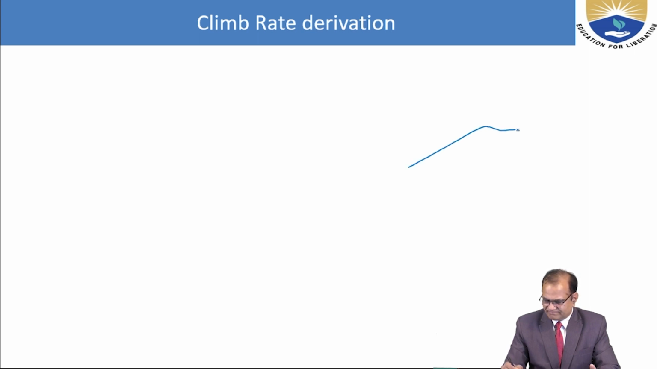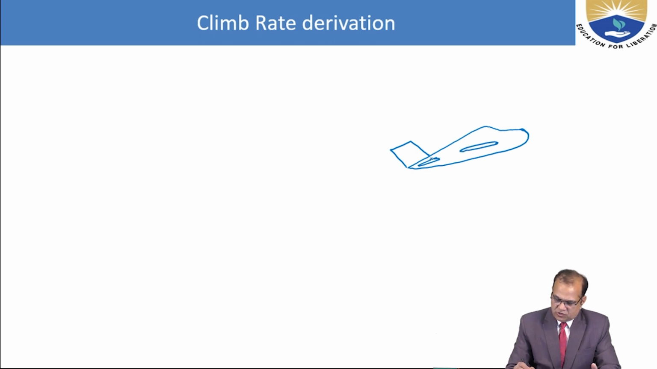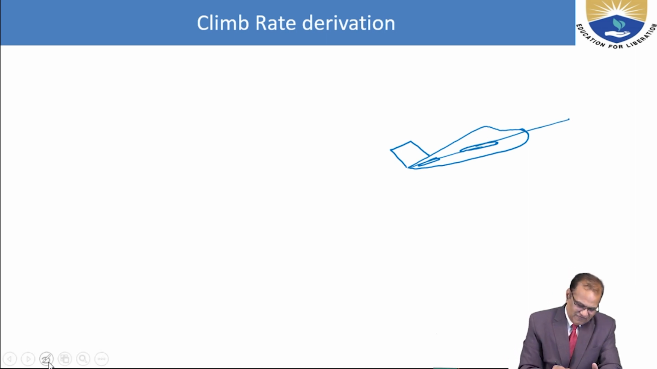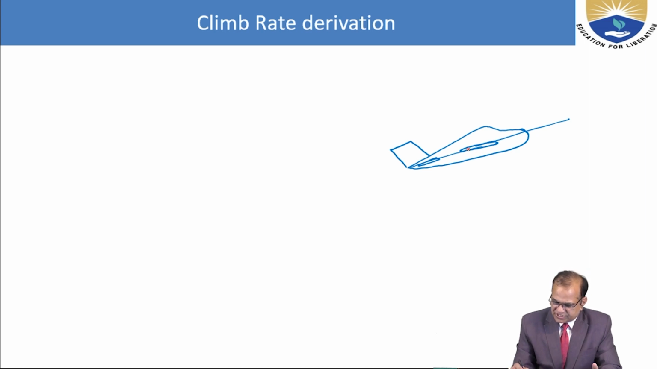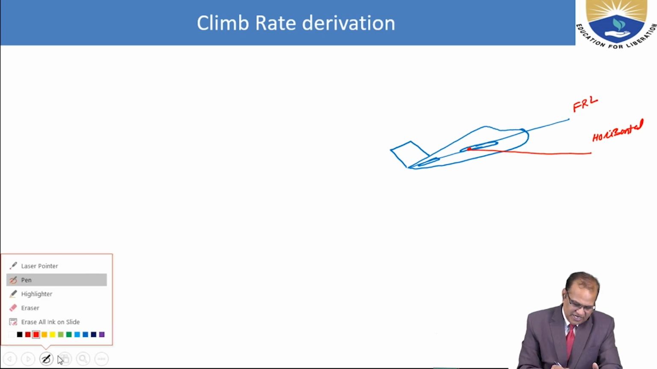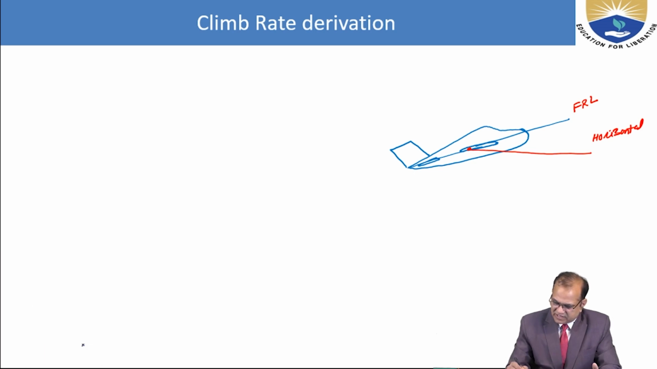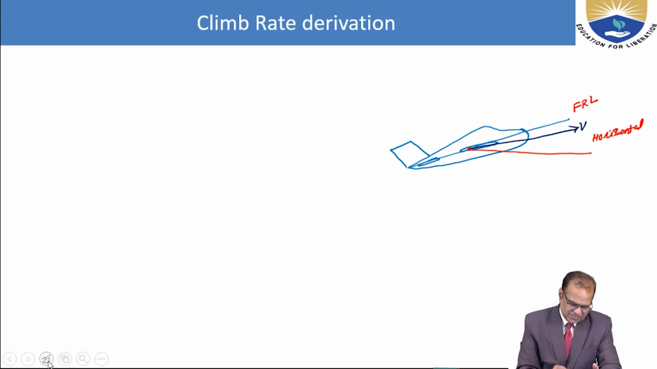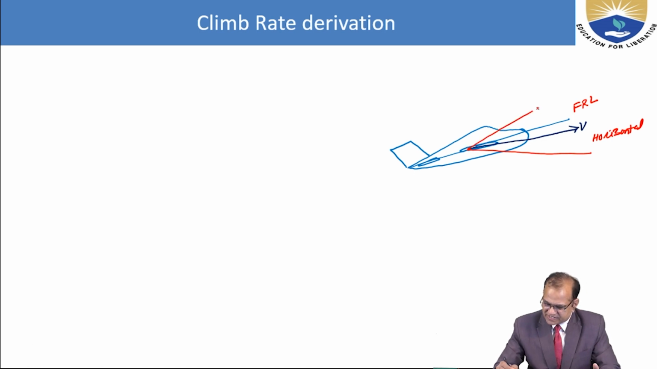This is your FRL. I will just change the color for different things. This is your CG here. From here, this is the horizontal. This is the FRL. And then I will draw the relative wind direction, which I will take in dark color here. So this is the direction of the velocity V of the aircraft. Then the thrust, I will take red because thrust is always hot. So I will write TA, thrust available from the engine.